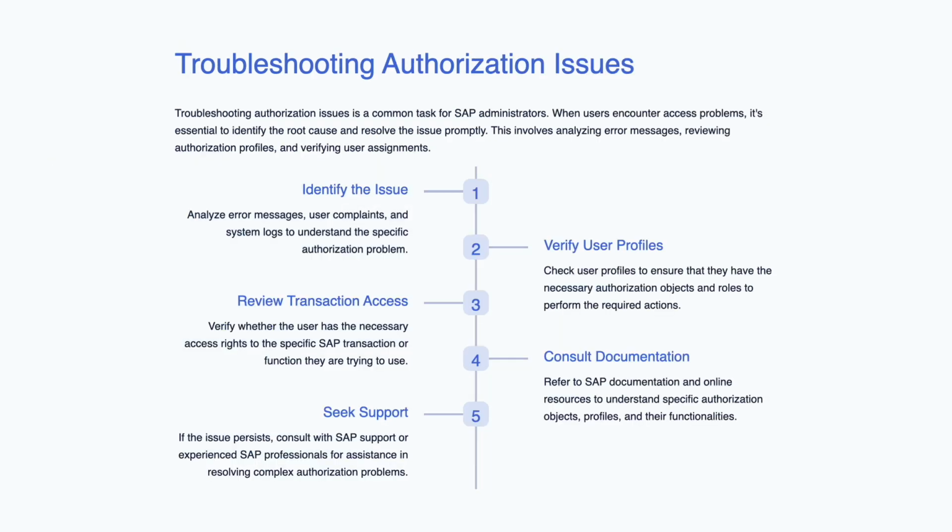Now we will see how we can troubleshoot authorization issues in SAP. Troubleshooting authorization issues is a common task for SAP administrators, basically SAP security and SAP basis people look into the authorization issues. When a user encounters access problems, it is important to identify the root cause quickly, ensuring that users have the correct permissions to perform their required tasks.